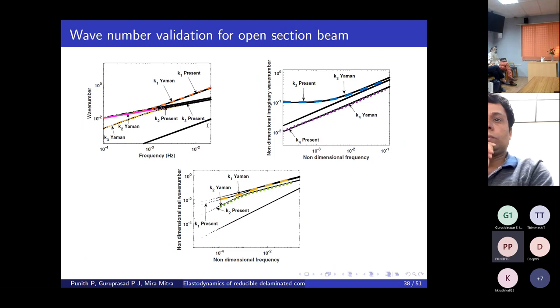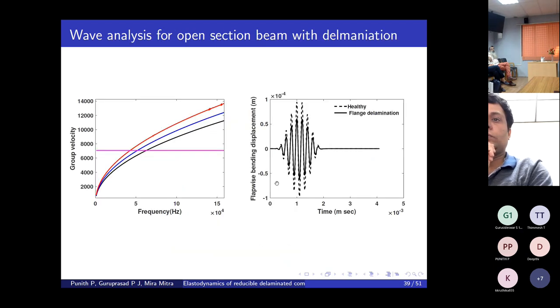We have also done a further evaluation study for a closed cross section beam with the literature by Yaman, and we see that for the closed cross section beam, the dispersion plots are pretty close to the ones proposed by Yaman. But in the open cross section beam, the wave velocity changes are very small, while the wave displacements are huge, which is shown here.